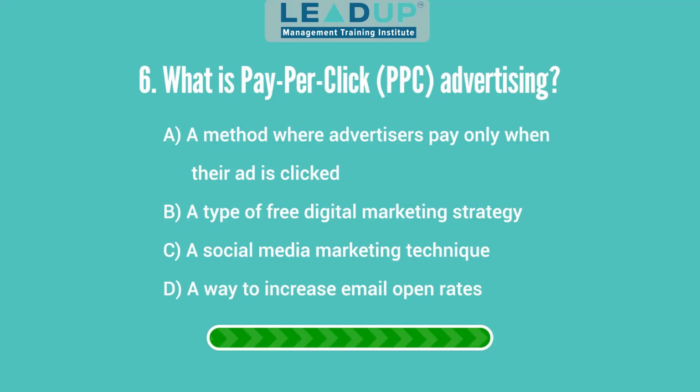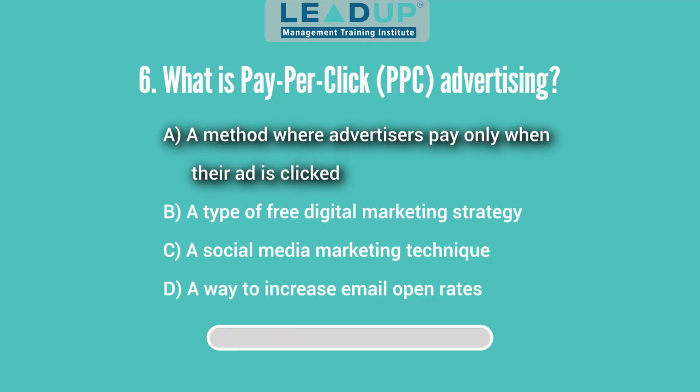Question 6. What is pay-per-click (PPC) advertising? A. A method where advertisers pay only when their ad is clicked. B. A type of free digital marketing strategy. C. A social media marketing technique. And D. A way to increase email open rates. Answer: a method where advertisers pay only when their ad is clicked.